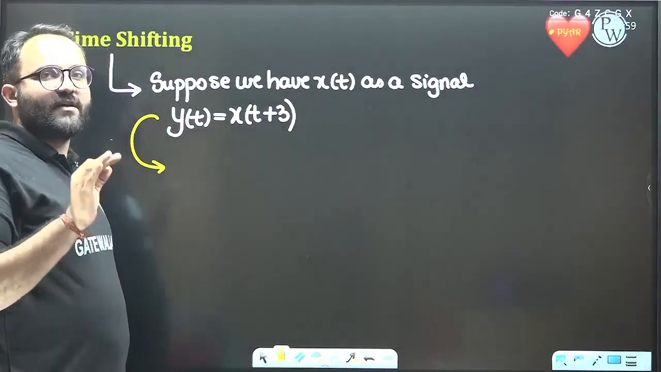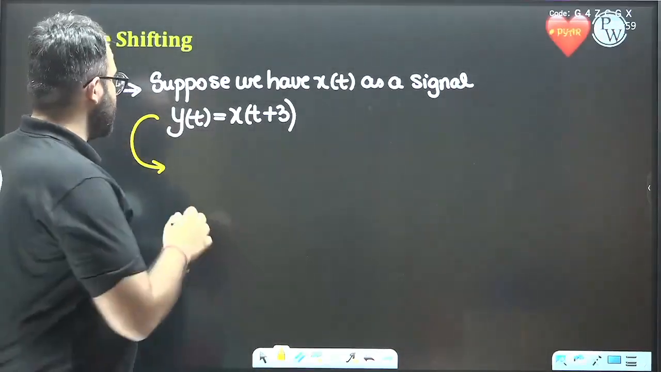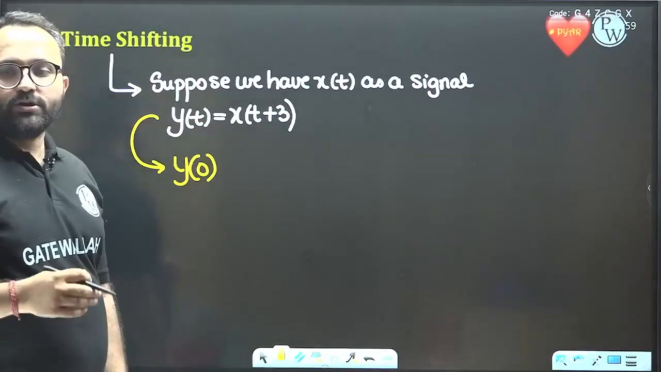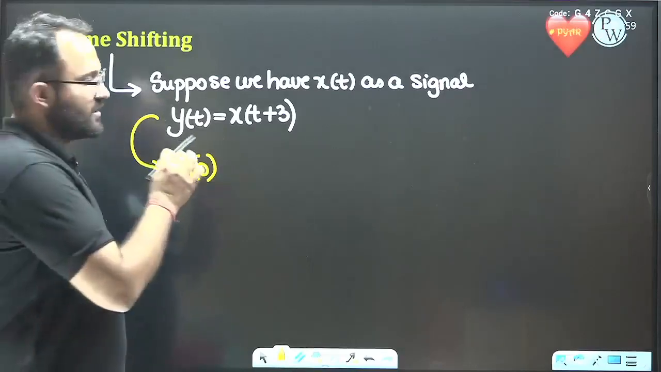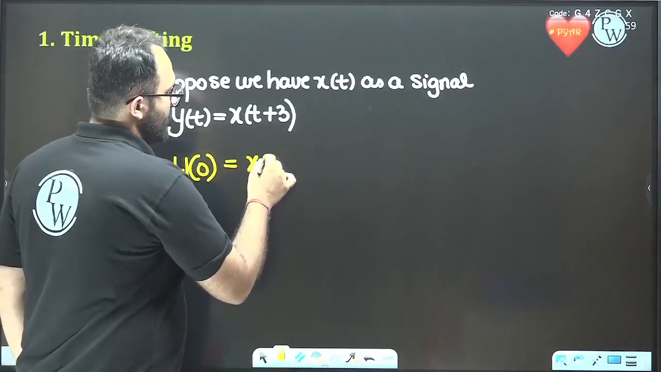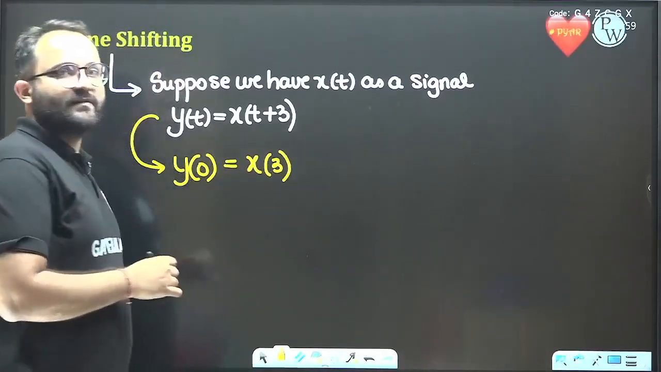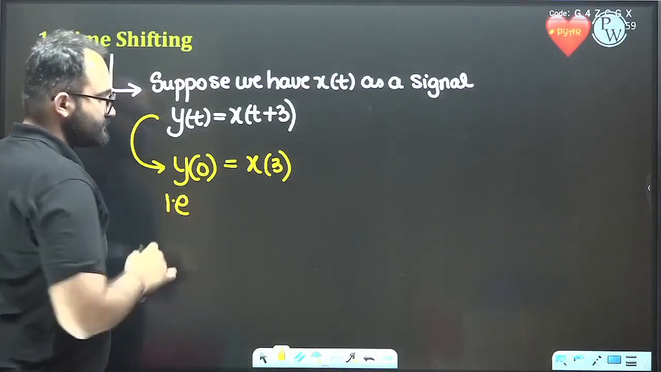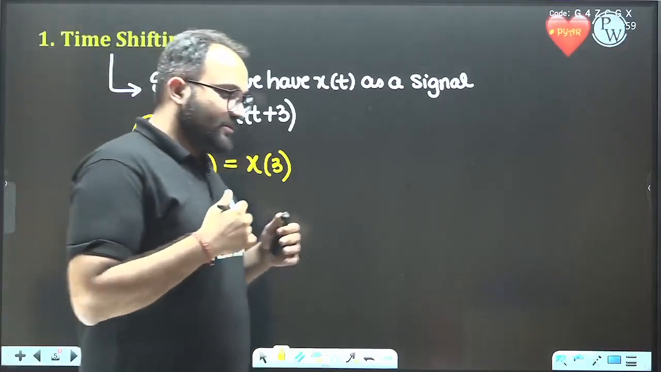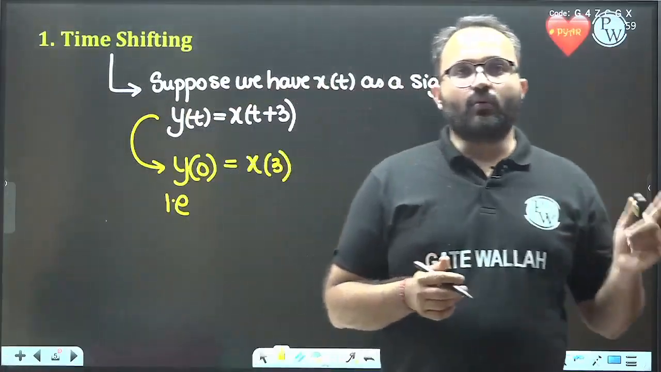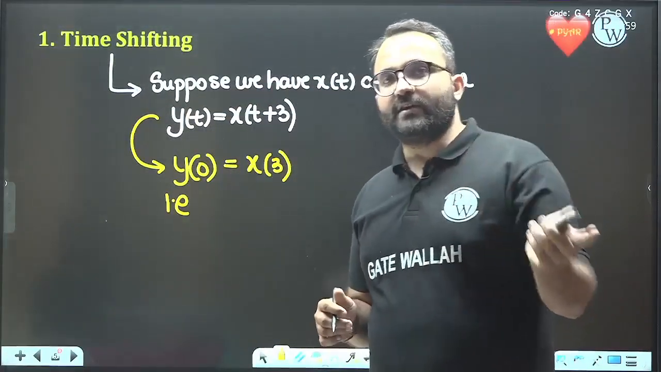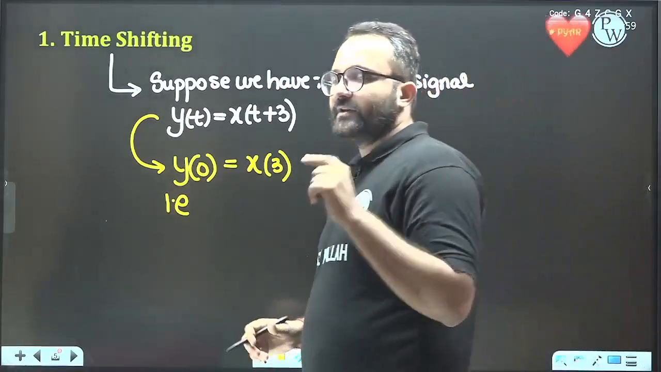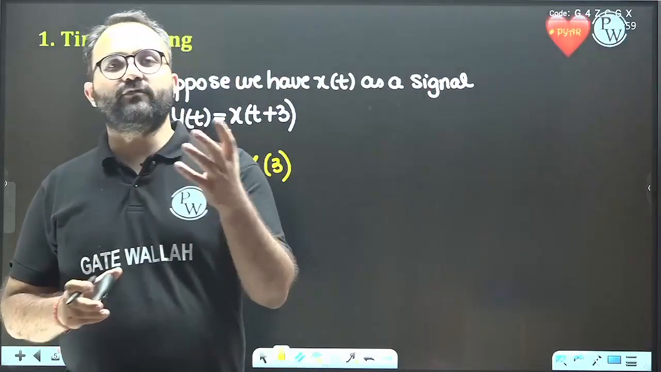There is a very simple technique, that is put t equal to 0 in this equation. We will get y0 is equal to x3. That is, the value of the signal at t equal to 3 in the old signal is going to 0 in the new signal. I am repeating the statement, and this is very important for judging.